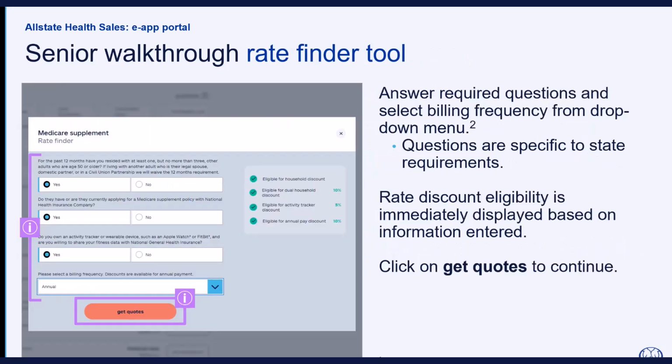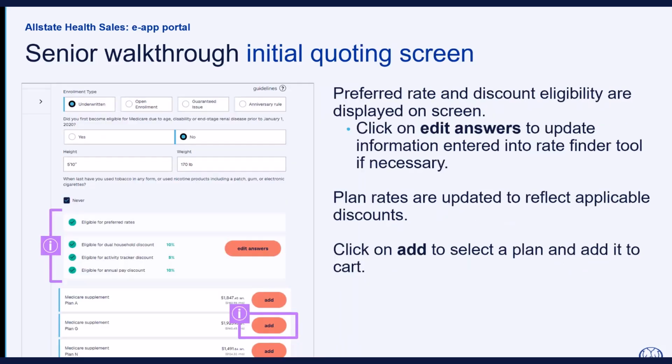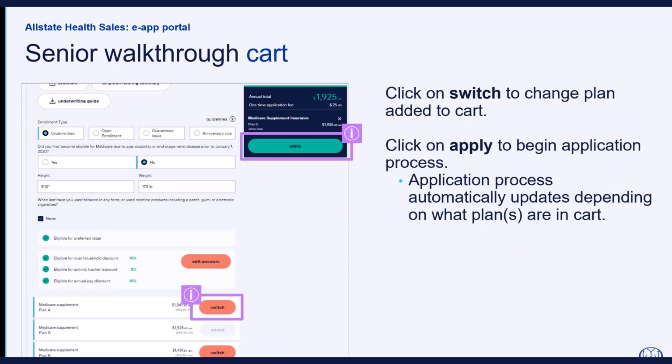They will be walked through different eligibility discount questionnaires in the Medicare space that you won't see in the under 65 space. Depending on how your customer answered, we'll see which rates and discounts they are eligible for. You can either edit those answers or add the plans with the applicable discounts to your shopping cart. From there, you may either click Apply in the shopping cart, or we can switch plans if our customer wants to move between Medicare supplements.